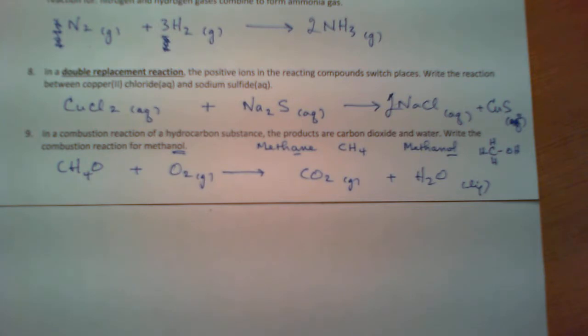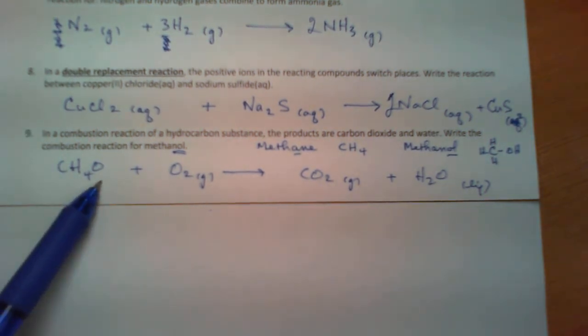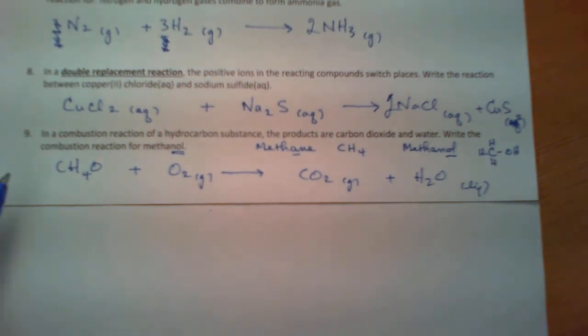Lastly, a hydrocarbon substance is something made up of just hydrogen and carbon. And when you combust a hydrocarbon, it means that you are adding oxygen gas, excess, and forming clean combustion, CO2 and H2O. When it just contains carbon and hydrogen, or carbon, hydrogen, and oxygen, like a carbohydrate.